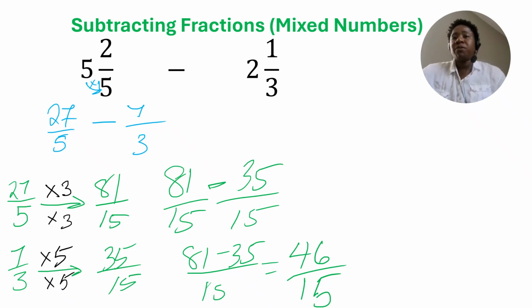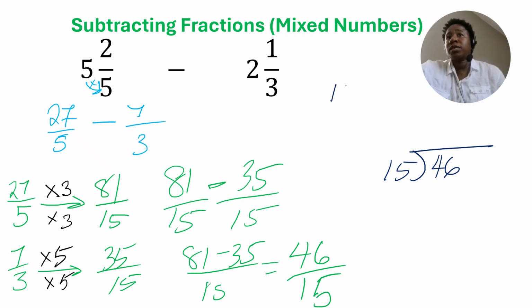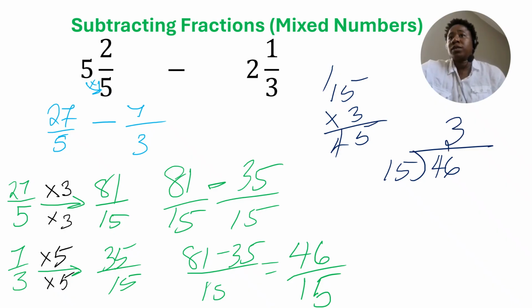But this is an improper fraction, and you might be asked to convert this improper fraction to a mixed number, or sometimes it's referred to as a proper fraction. All right, so we want to know how many whole 15s can we get from 46. We know that 15 times 3 is 45. So we could get 3 whole 15s from 46. And we will have a remainder of 1.